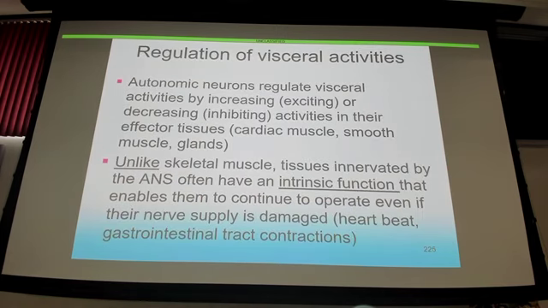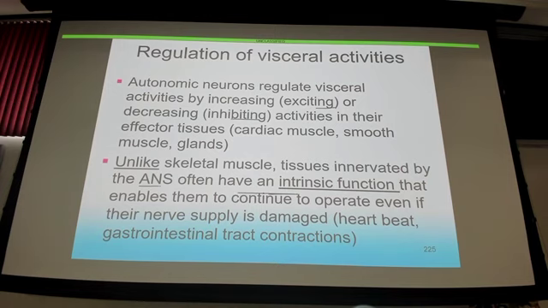Regulation of visceral activities. When you look at autonomic visceral activities, once again, just like somatic, it's still going to be exciting or inhibiting activities in their effector tissues. We've just changed what type of tissue it is versus muscle. One difference, though, is when you look at skeletal muscle versus autonomic visceral muscle, my autonomic system often has an intrinsic function.